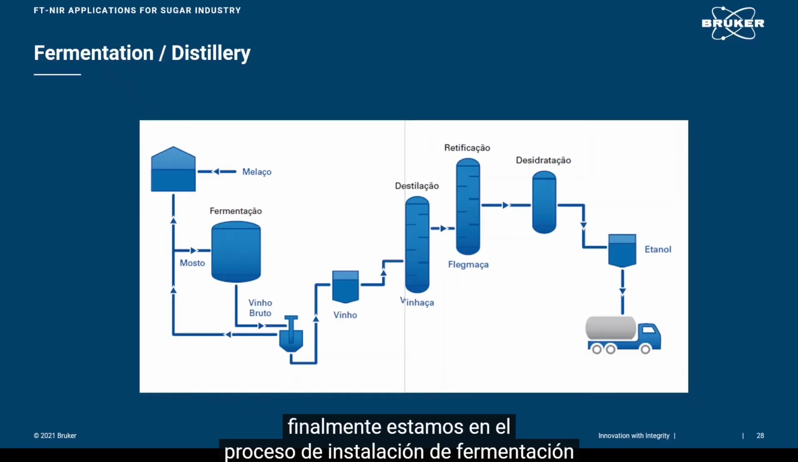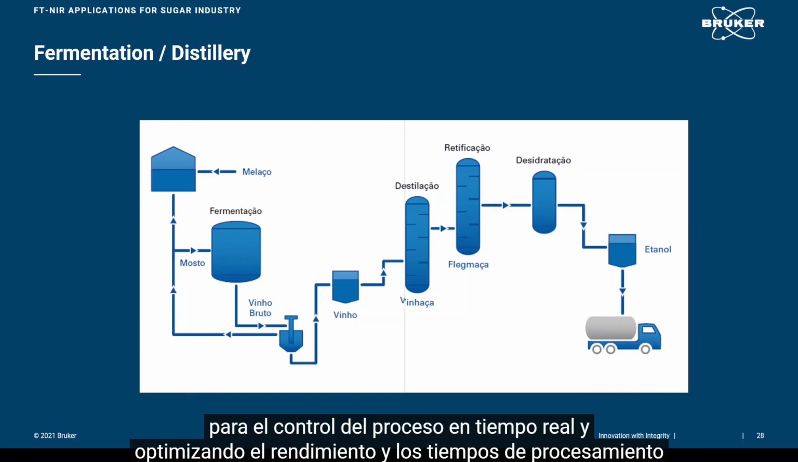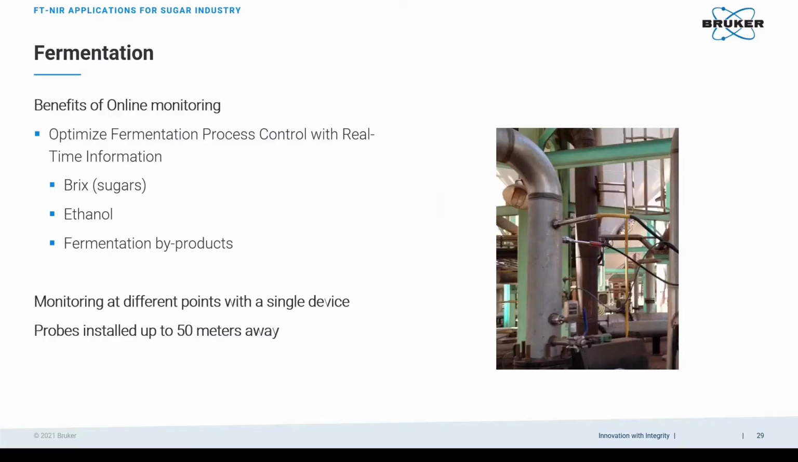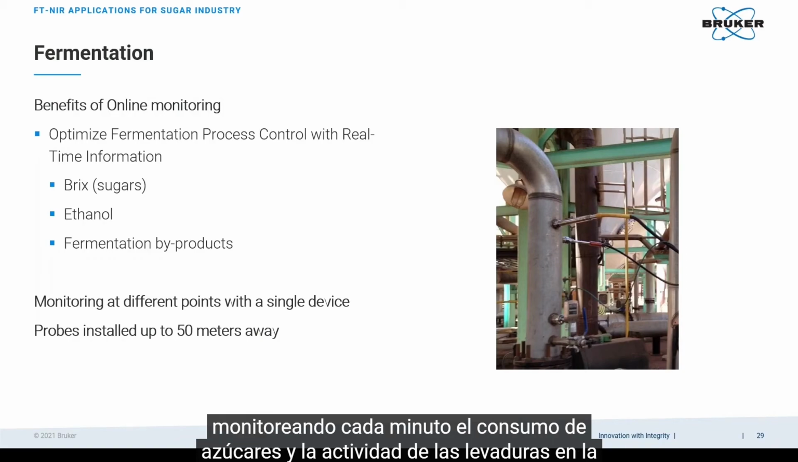Finally, we are into the fermentation and distillation process. In both stages, online FT-IR technology is an option that provides good opportunities for real-time process control and optimizing throughput and processing times. How would it be if you could have real-time data from the fermentation process, monitoring every minute the consumption of sugars and the yeast activity?